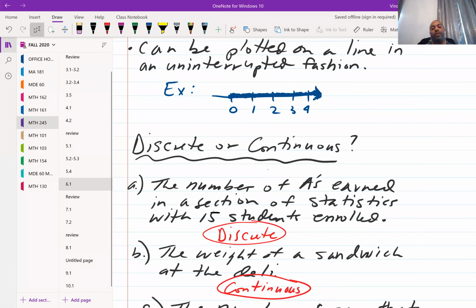Now, the weight of a sandwich at the deli would be continuous. Reason being is because any type of measurement is seen as being continuous. Let's say it weighs 1.5 grams. If you have a more accurate scale, you could have 1.57 or 1.5761. Your scale could be more accurate than my scale, and both answers are still considered correct. So measurement most definitely will be an example of something that is considered a continuous random variable.